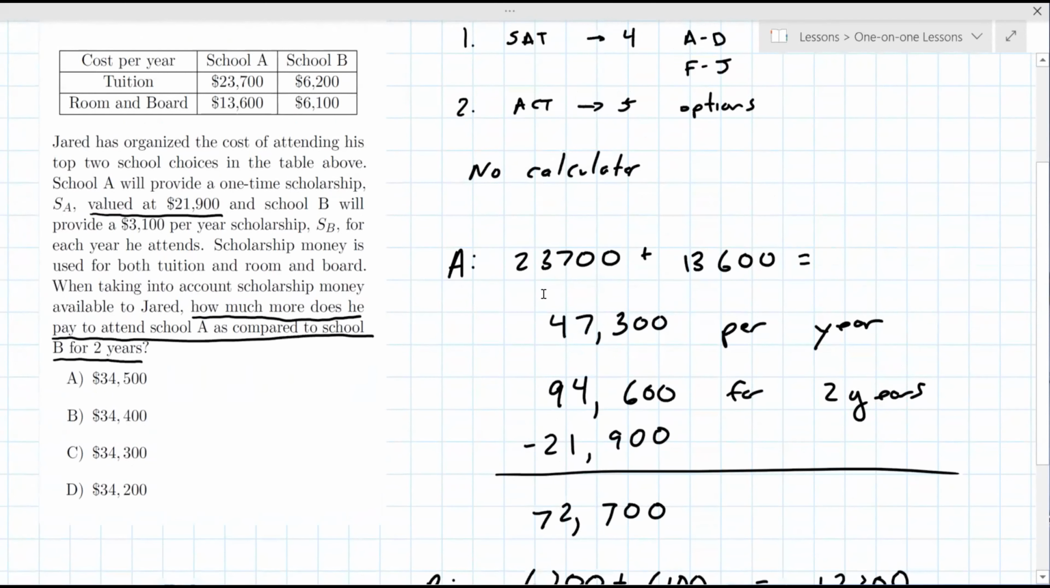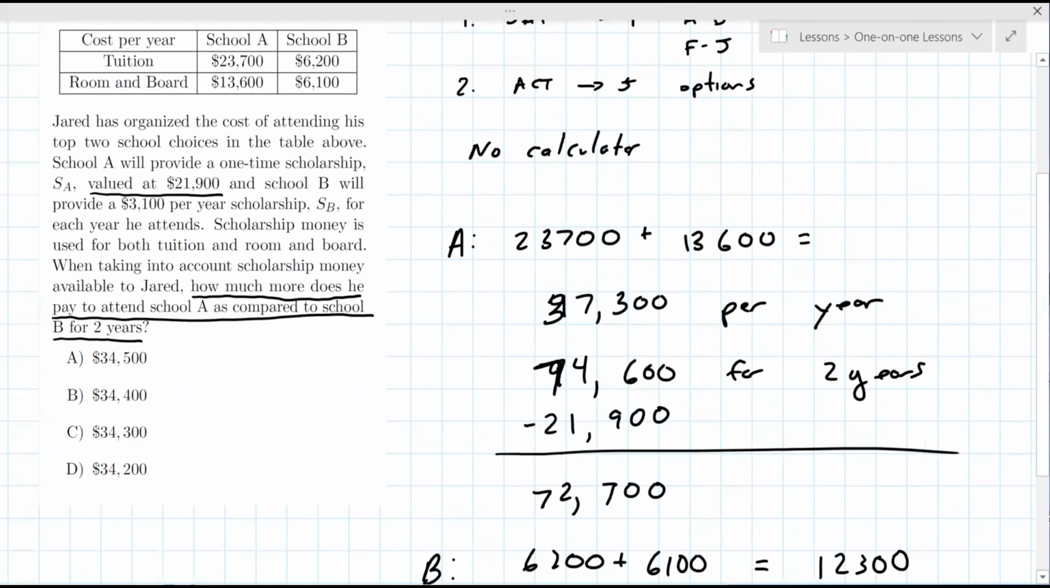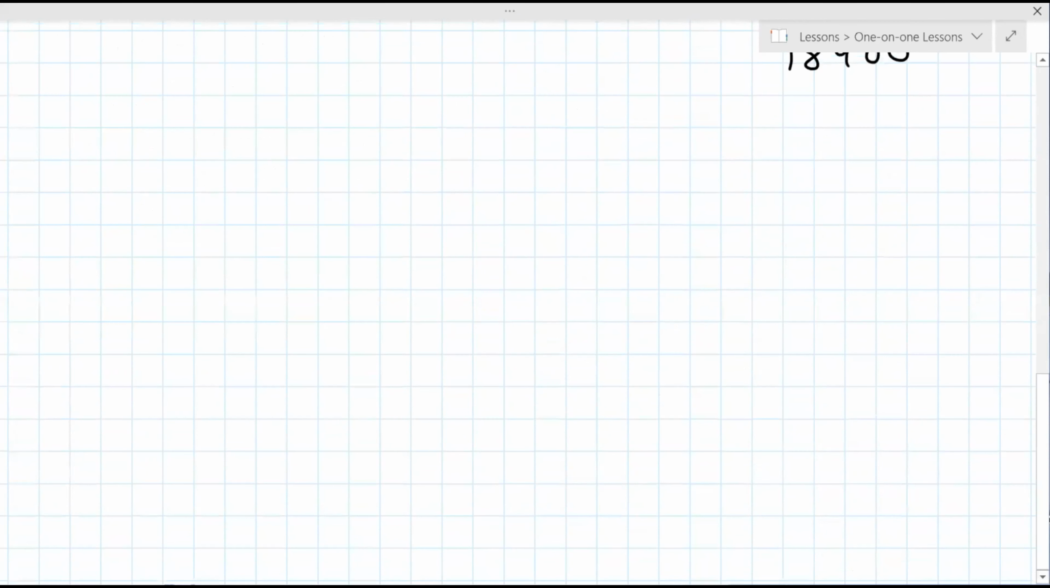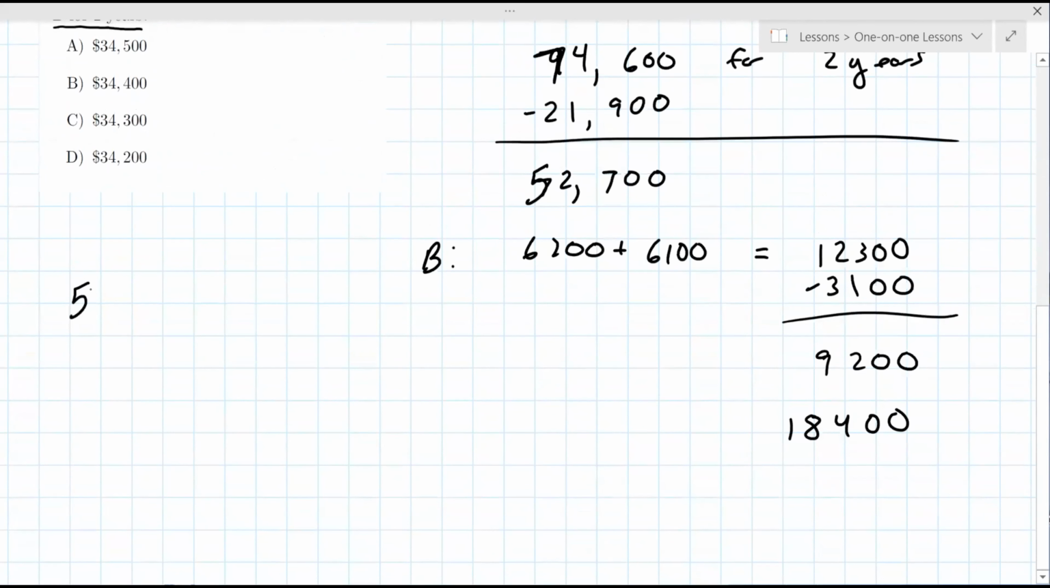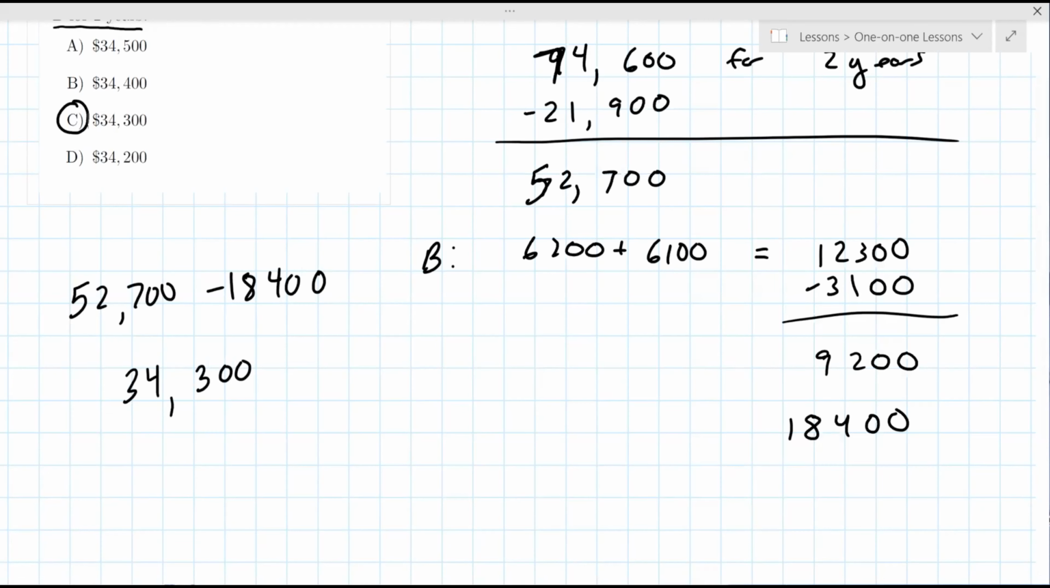You know what? I made a mistake adding. This is 37,300. So this becomes 74,600. Oh, apologize for that. And then this becomes, when you subtract, what is it, 52,700. So it's just the difference between those two numbers, 52,700 less 18,400. Okay, so the answer is 34,300, letter C.